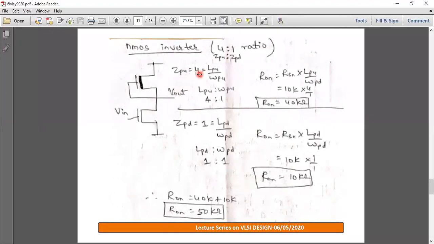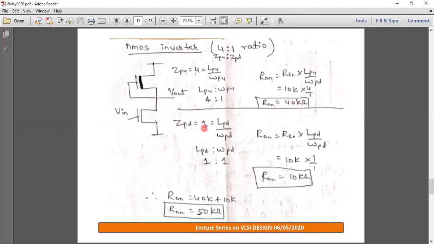Pull-up ratio is 4. ZPU is 4, which indicates L by W for pull-up is 4 by 1. Therefore, resistance for the pull-up device is sheet resistance into L by W. The pull-up device is an NMOS depletion device. Since it is NMOS, sheet resistance is 10K and L by W is 4 by 1. So resistance is 40 kilo ohms.